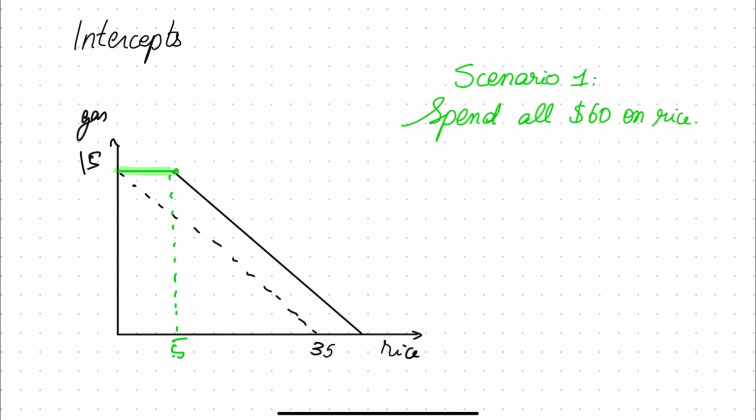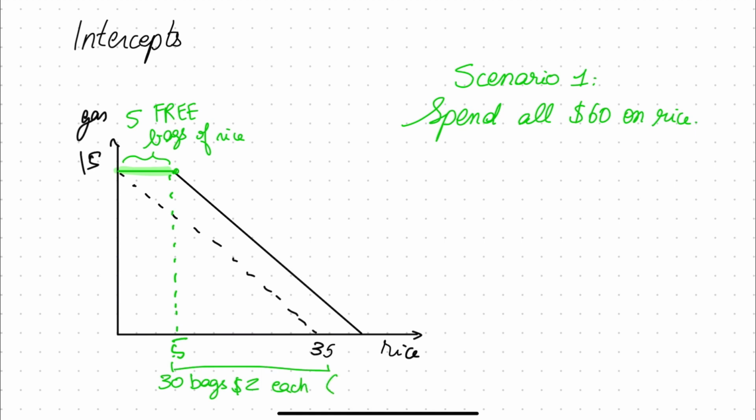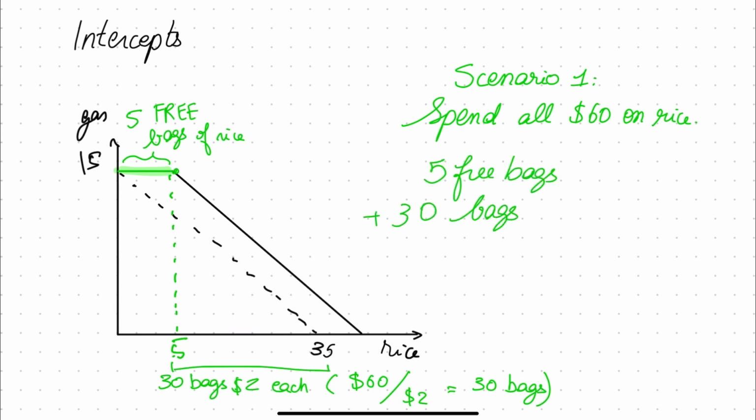So consider the two following scenarios. So scenario 1 is where you spend all your money on rice. So outside of the 5 free bags, the price remains the same. So with your $60, you can still buy 30 bags of rice. Plus, don't forget the government's 5 free bags. So if you spend all your money on rice, you end up with a total of 35 bags.